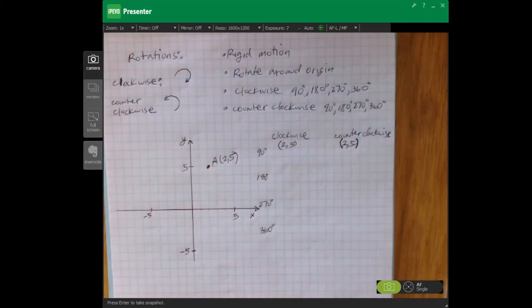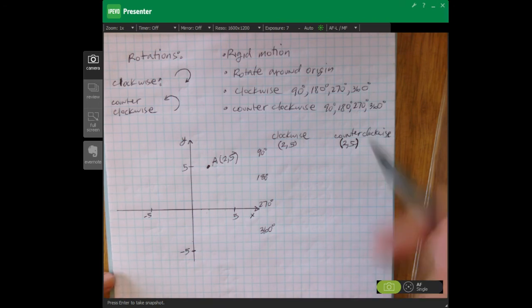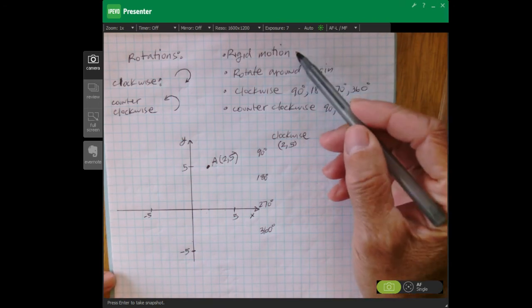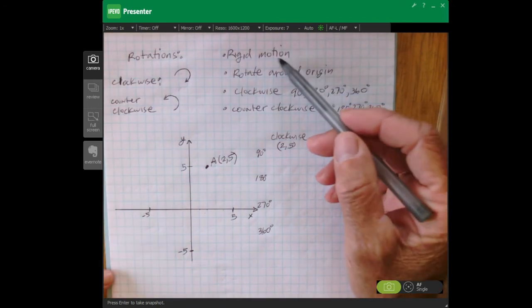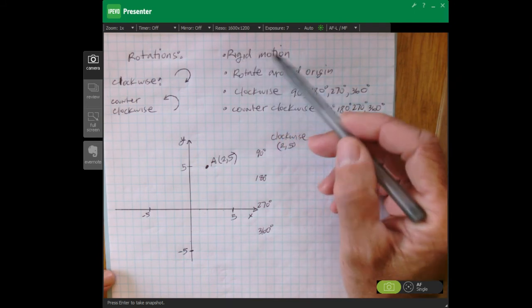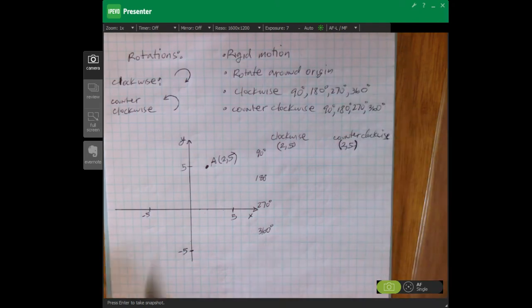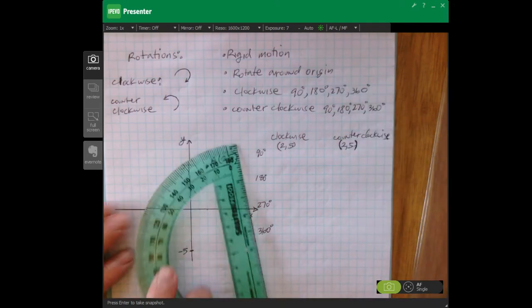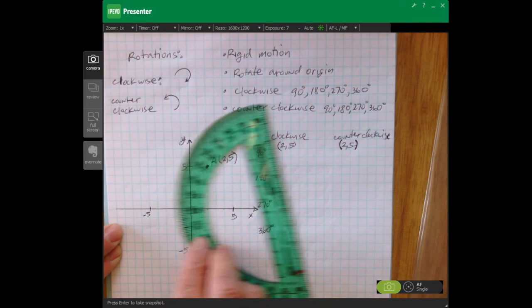Okay, so we're going to talk about rotations. Rotations are another type of rigid motion. It's a transformation, I'm sorry, it's a transformation that is a type of rigid motion, just like a translation is a rigid motion. Now, if you remember, translation was a slide.